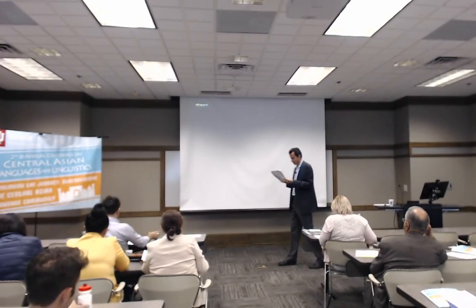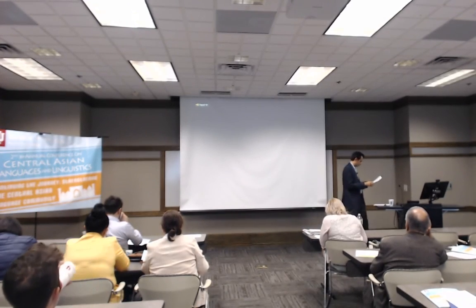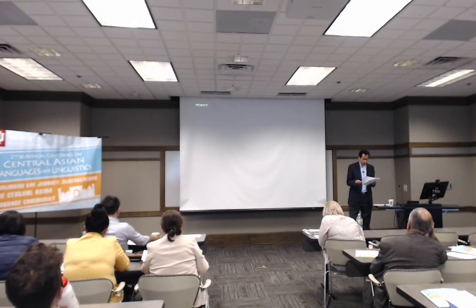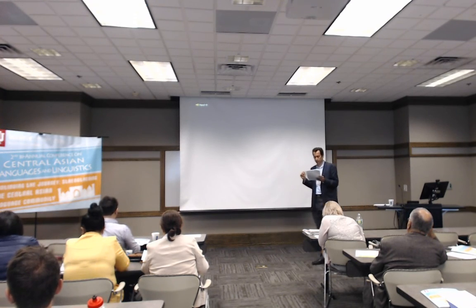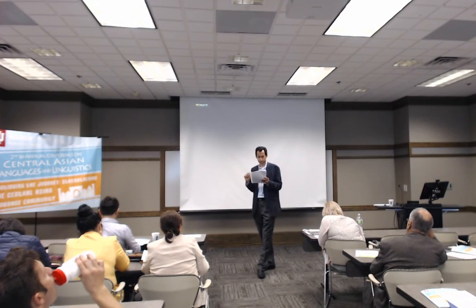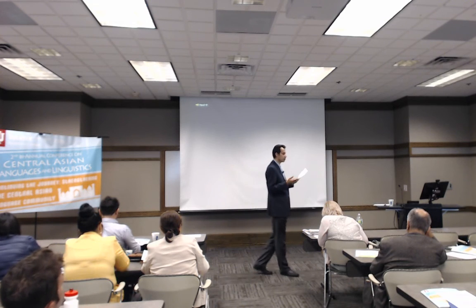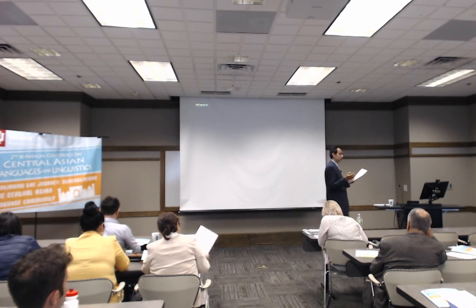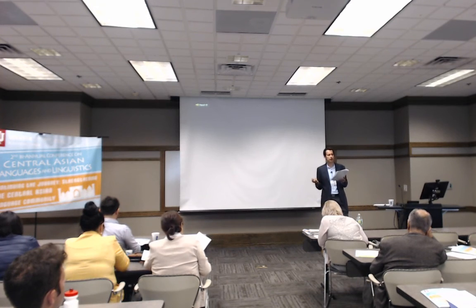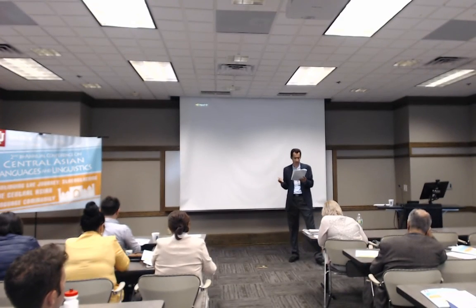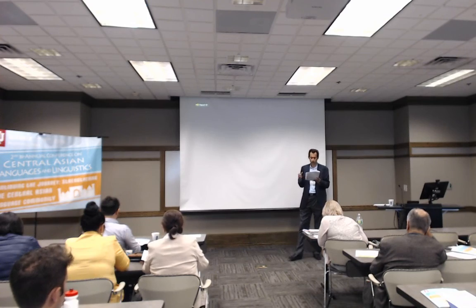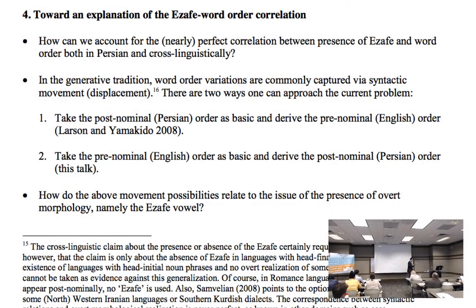Big enterprise of work from Cinque and Belletti and others looking at this issue. So there are two ways you can approach this. One is to say that the post-nominal Persian order is actually the base order, and you can derive the pre-nominal order via some kind of movement. This is in fact the line that Larson and Yamakido take. And the other one is to take the pre-nominal order, let's say the basic English order, as the base, and derive the post-nominal order, which is the Persian type order. And that's what I'm going to be showing in this talk.